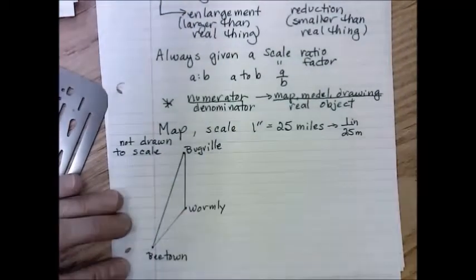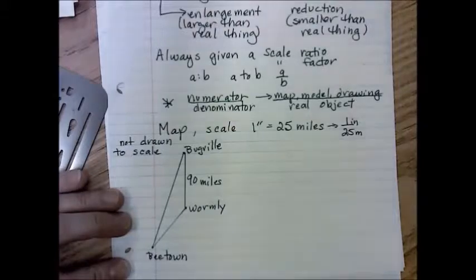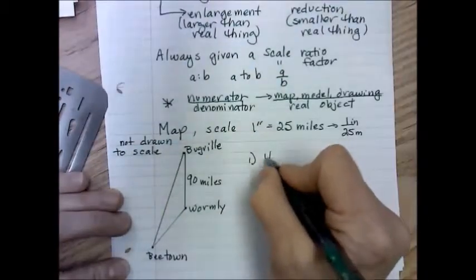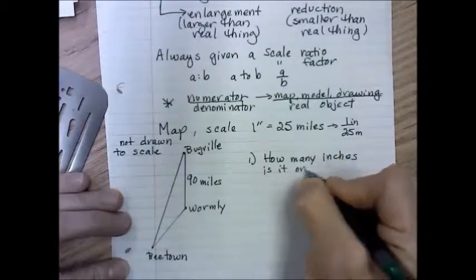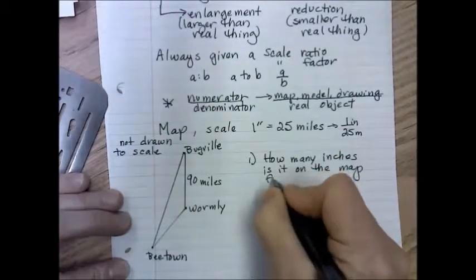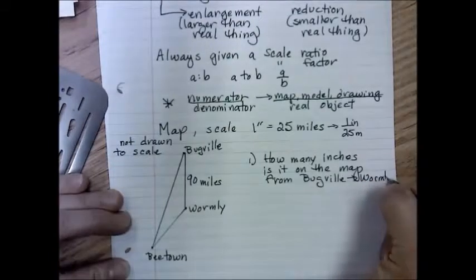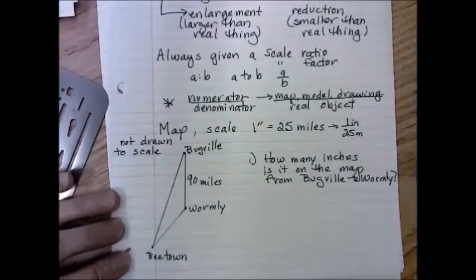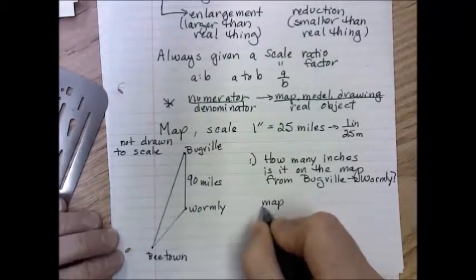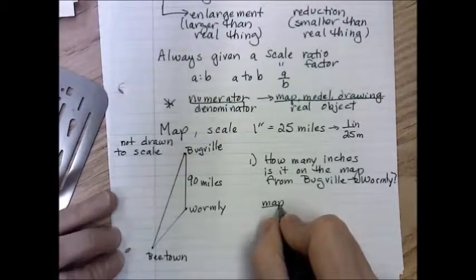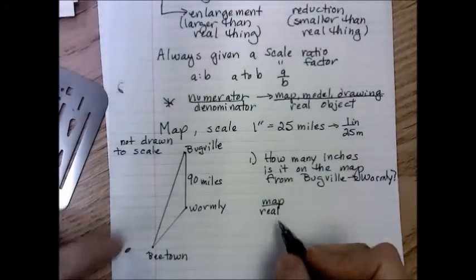Now, on this particular map, it tells us that between Bugville and Wormley, it's 90 miles. So the first question might say, how many inches is it on the map from Bugville to Wormley? All right, so we set it up like a proportion. But with this type of scale drawing proportion, I always put and label my ratios. In this case, my object is the map, and I always write the word real in the denominator. That keeps me on the right track as far as where to put the numbers.